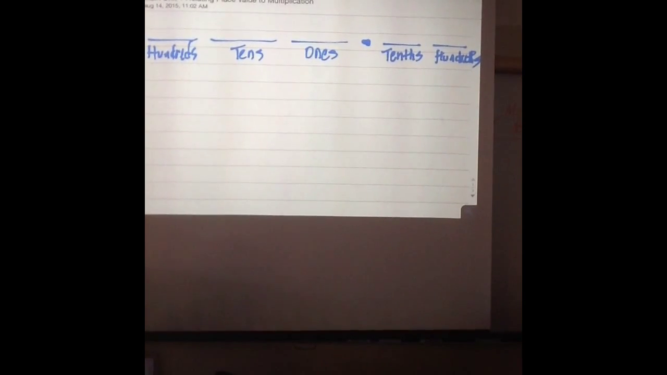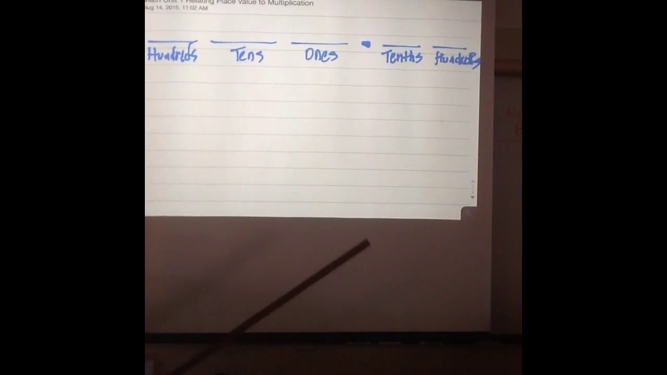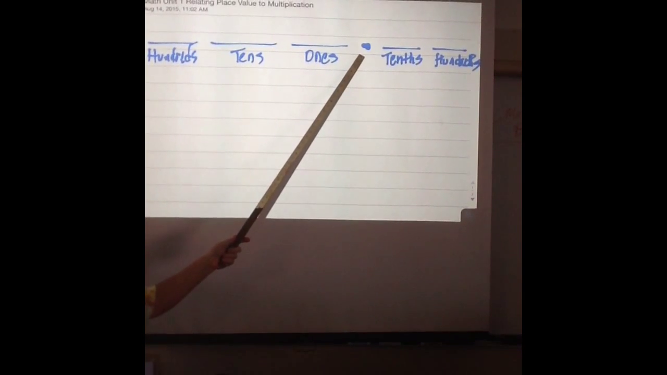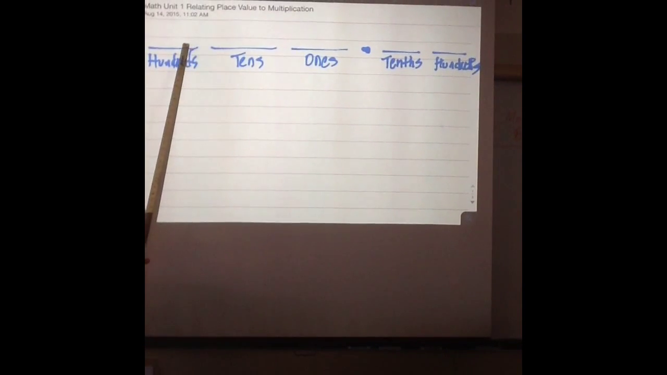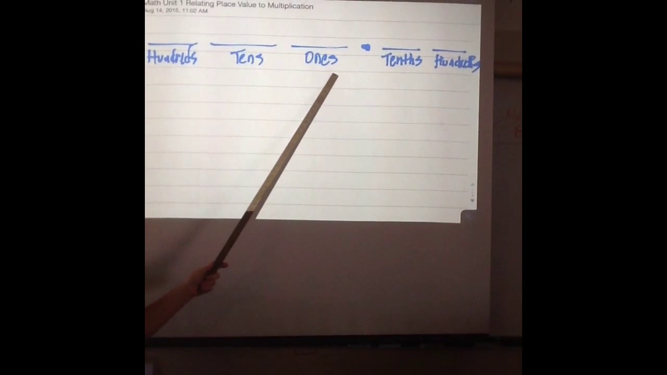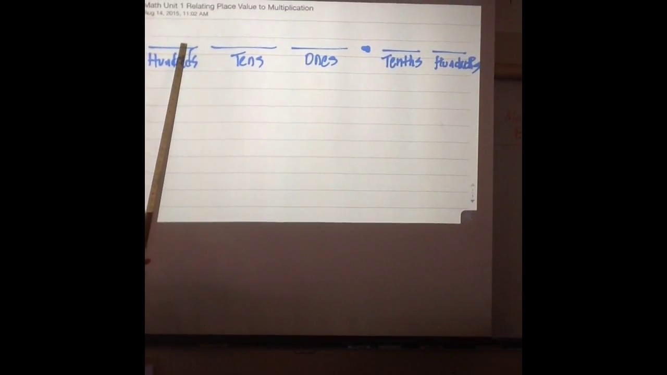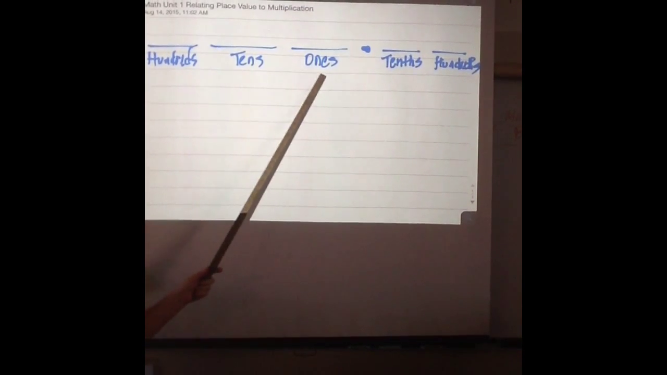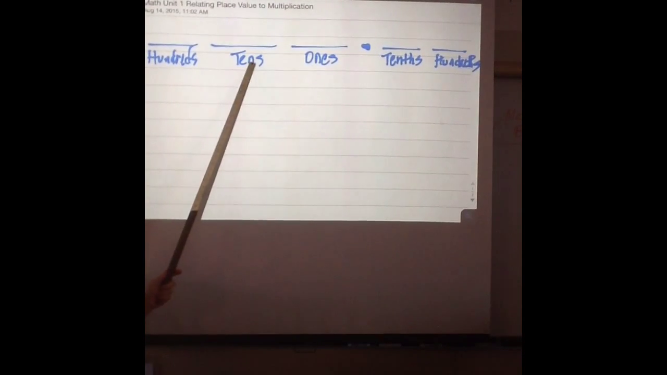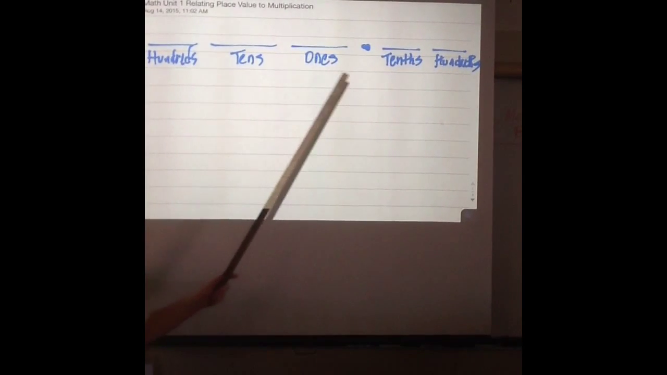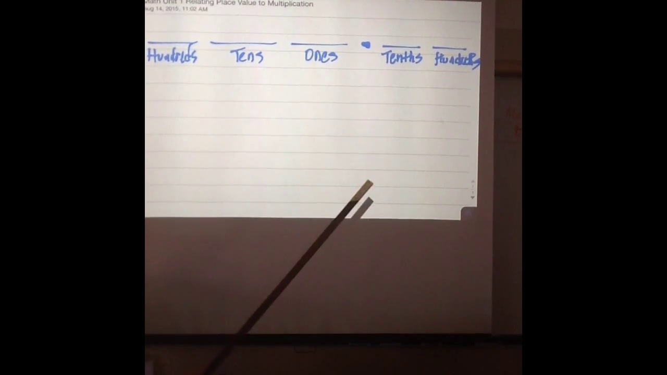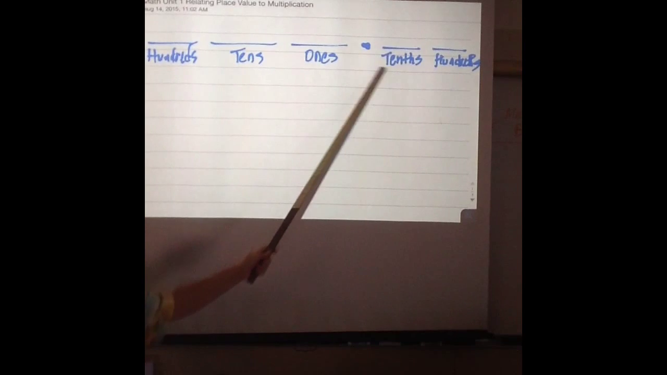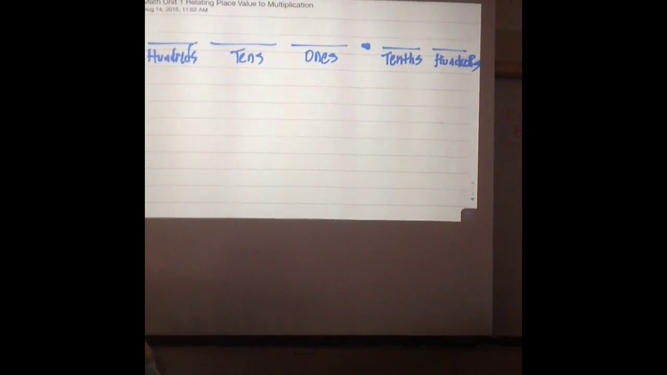Let's go over our place value again. What do we call this? A decimal. And then to the left side is what? All whole numbers, right? They're all whole numbers. So we have our ones, tens, hundreds. And then when we go to the right of the decimal, we have what? Pieces, right? We don't have anything that is the whole thing.